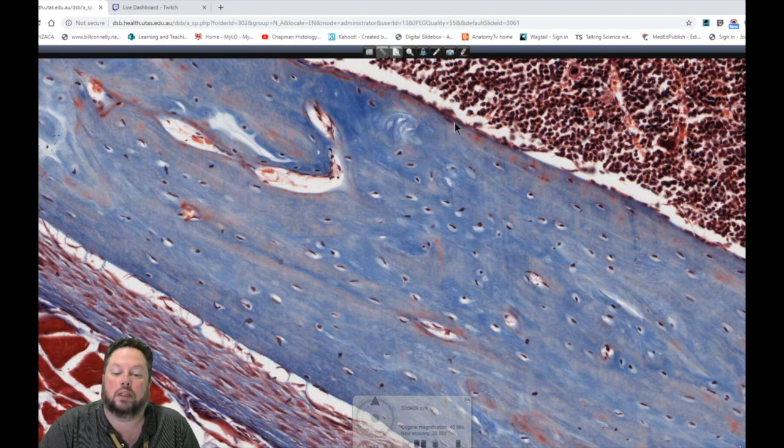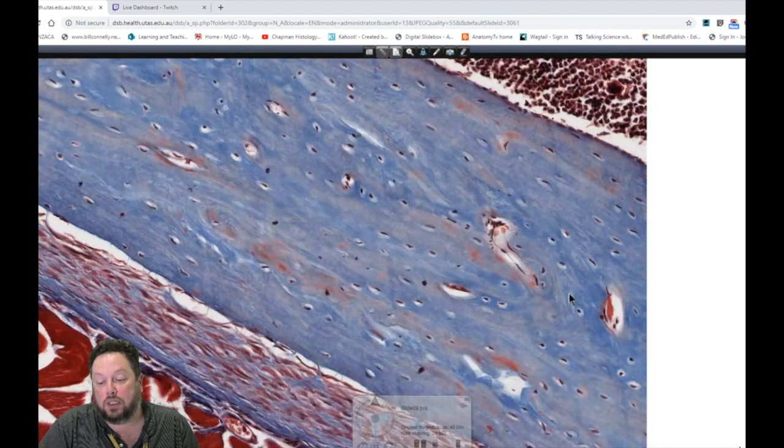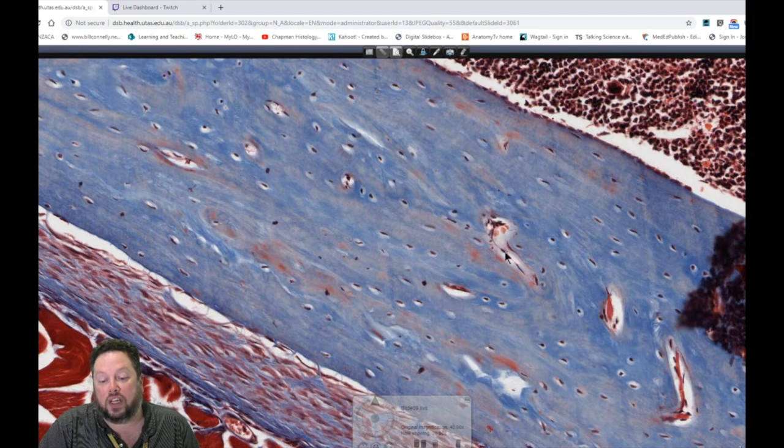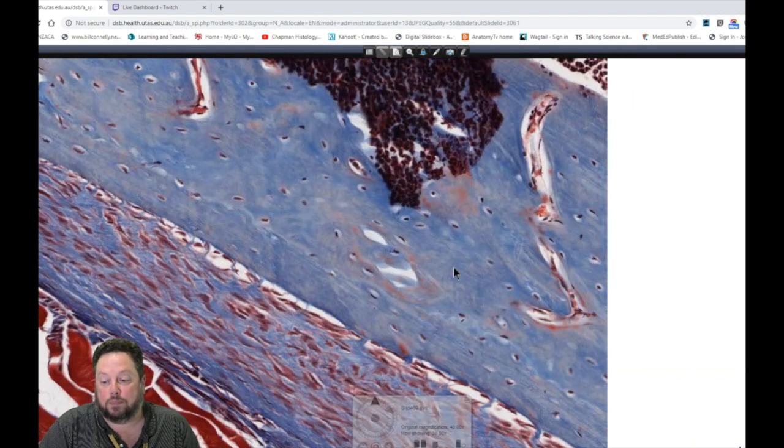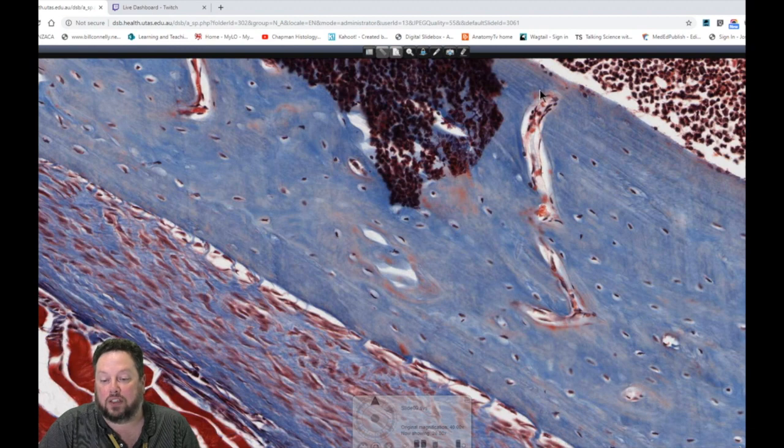Just remember that if you see a longitudinal section of compact bone like this, anything running perpendicular to the length of the bone is going to be a perforating or Volkmann's canal. Anything running lengthways with the bone is going to be a Haversian canal. So this I'd classify as a Haversian canal, whereas something like this would more likely be a perforating or Volkmann's canal. There's a nice Volkmann's here, look at that.